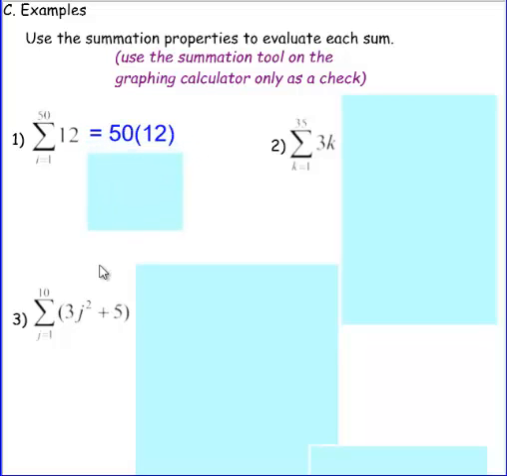But if we use our property from the previous slide, we can just take however many times we're going to be using the 12, which is 50, and multiply by 12. And that would give us the sum. So the sum of all those 12s would be 600.